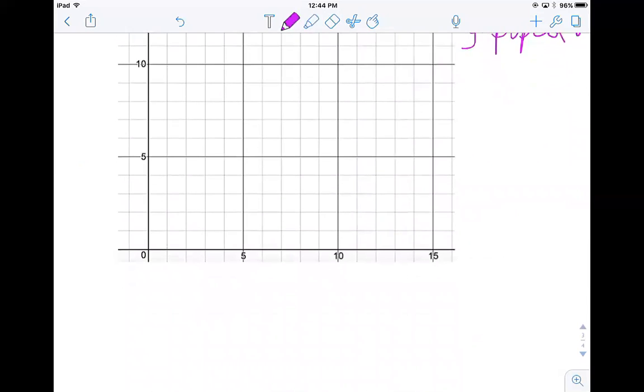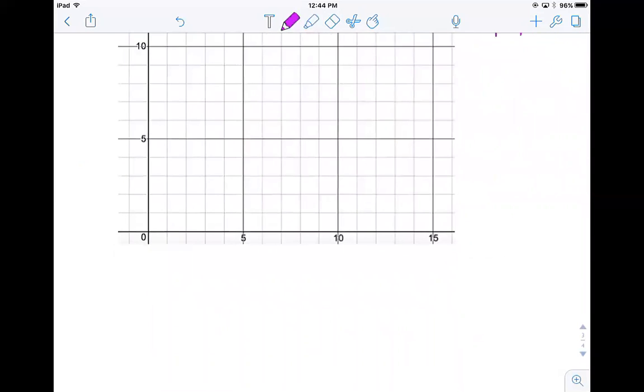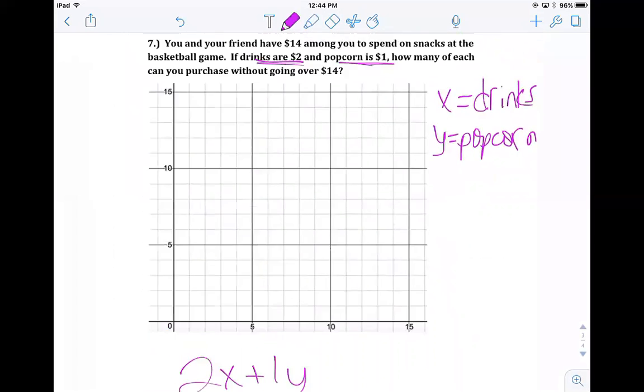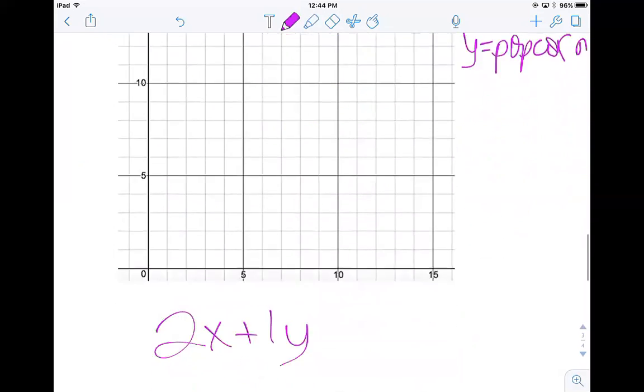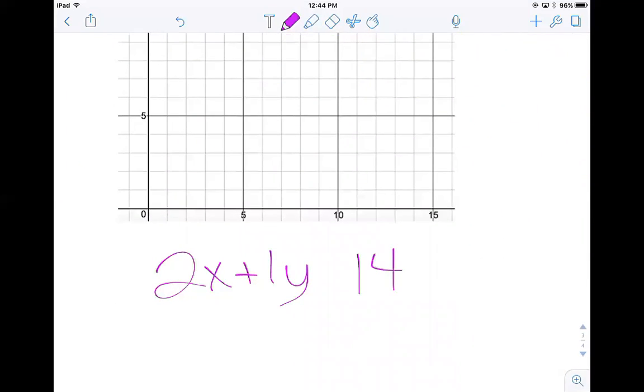So I'm going to start by saying, all right, 2x plus 1y, or you could just say y. We know that there's $14 to spend and we don't want to go over 14. So we know that it could equal 14. So we want this amount to equal 14 or be less than that. We don't want that amount to go over 14. So we're going to have less than or equal to.